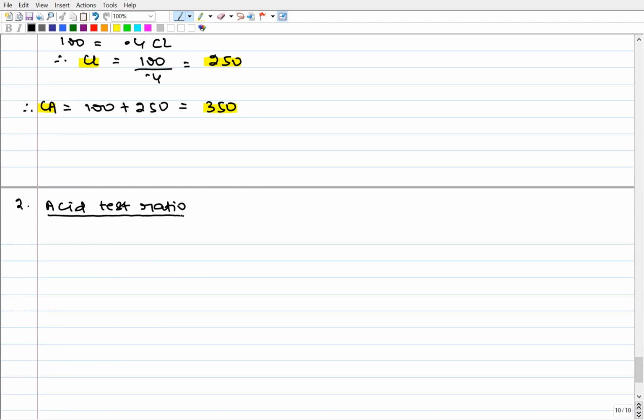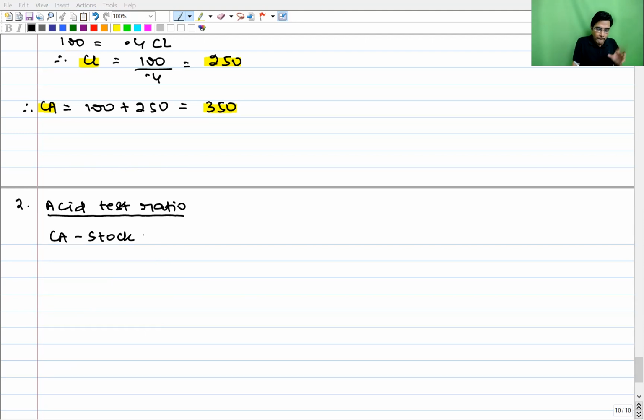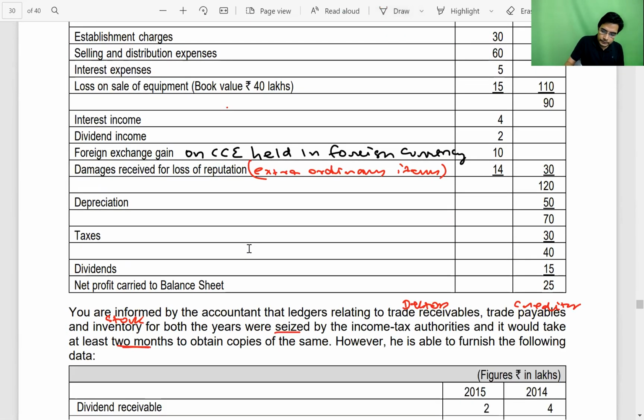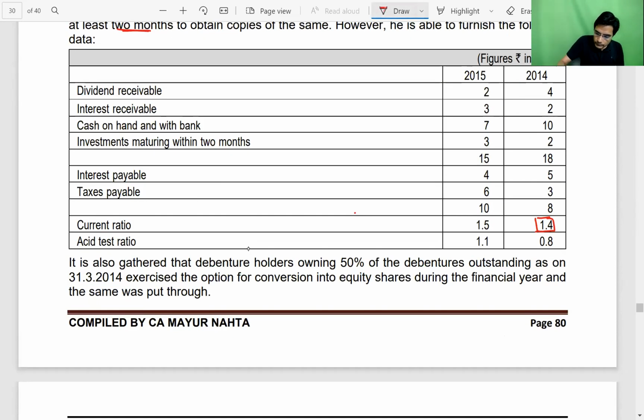Now, what is this acid test ratio formula? Acid test ratio formula is total current assets minus stock. The numerator is popularly referred to as quick assets. From the current assets, if you minus stock, the answer which comes is called quick assets, divided by current liability. This is the formula for acid test ratio, which you will learn in more detail in the financial management subject. The question has told that acid test ratio at the beginning of the year is 0.8.